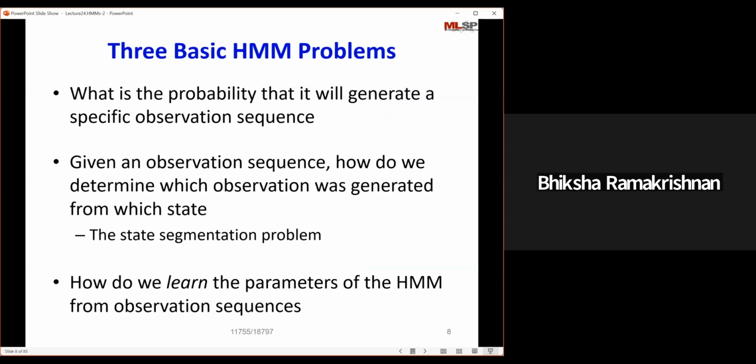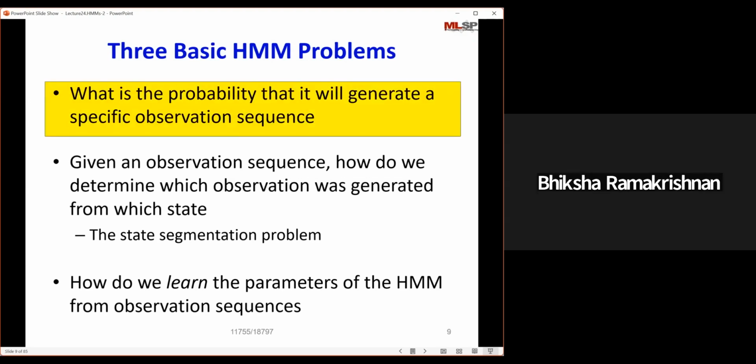So for an HMM of this kind, we identified 3 basic problems. The first is that of computing the probability that it will generate a specific observation sequence. The second one was, given an observation sequence, how do we determine which observation was generated from what state? Meaning, given the observation sequence, we had to identify the underlying state sequence. And the third was, how do you learn the HMM parameters themselves from observation sequences?